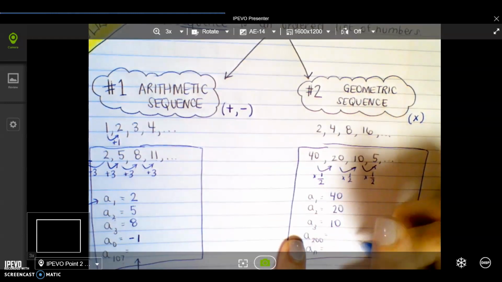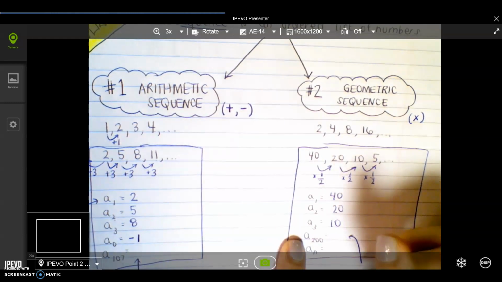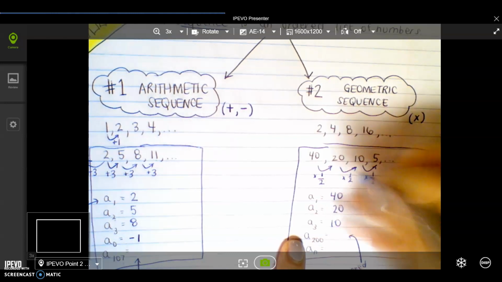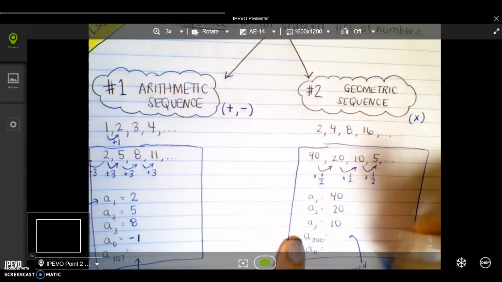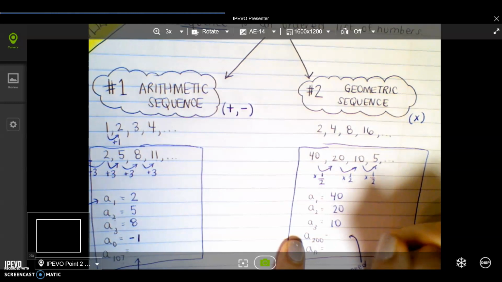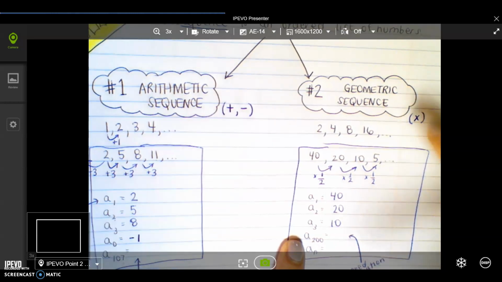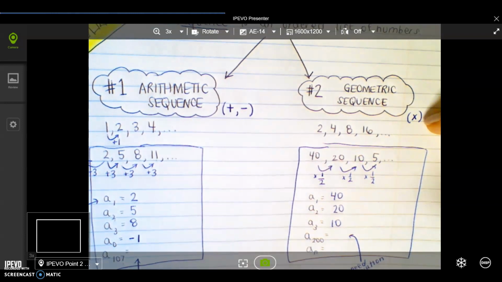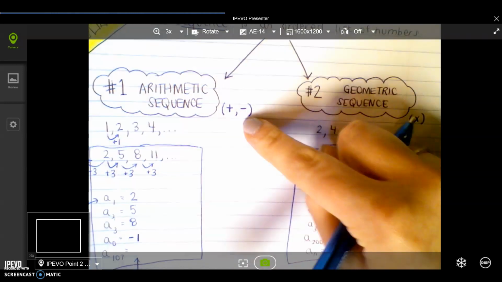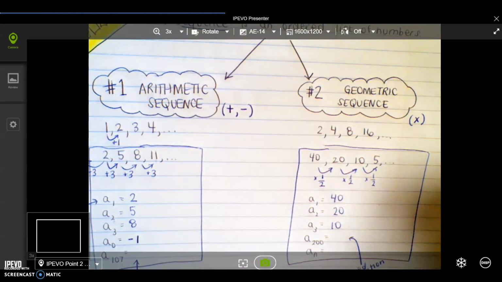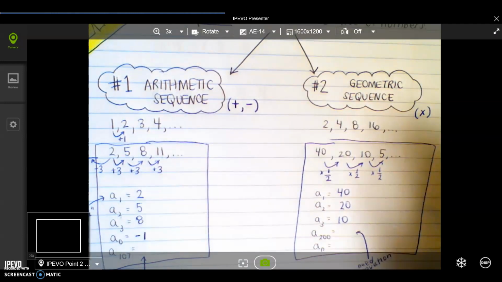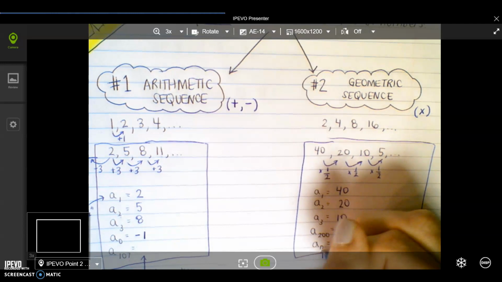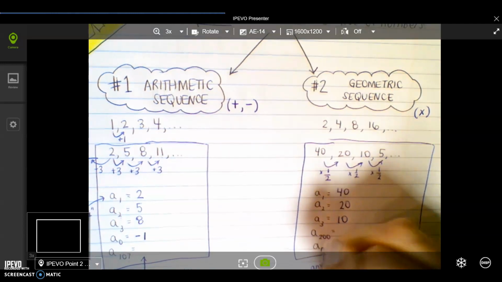If I want to figure out the 200th term, I would need an equation unless I wanted to multiply by 1/2 over and over and over again. But because this is a different pattern with a geometric sequence, a multiplication pattern, I'm going to use a different equation than I would with an arithmetic sequence. And then lastly, a sub n is asking for any term, any nth term.